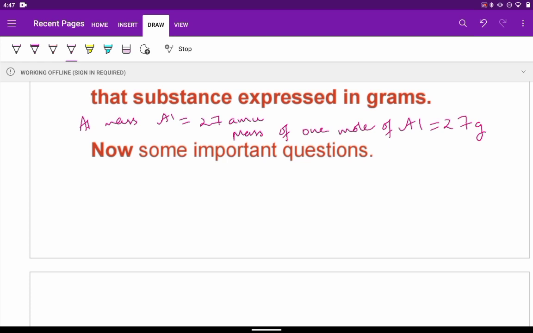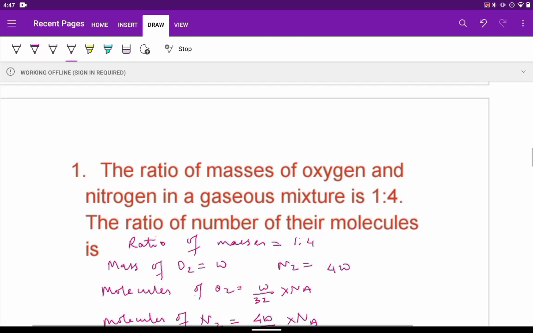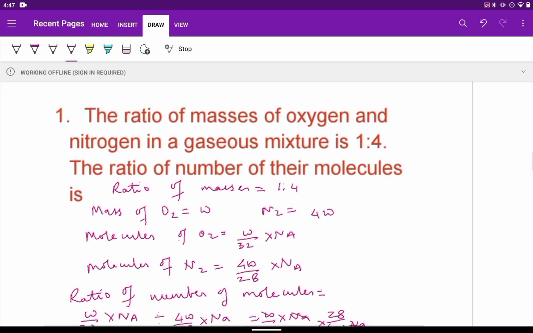Now based on this mole concept, we go through some numericals, because in the entrance exam the numericals will definitely come. Now first one: the ratio of masses of oxygen and nitrogen in a gaseous mixture is 1:4. We have to find the ratio of the number of their molecules. The ratio of masses is given as 1:4 in the numerical.